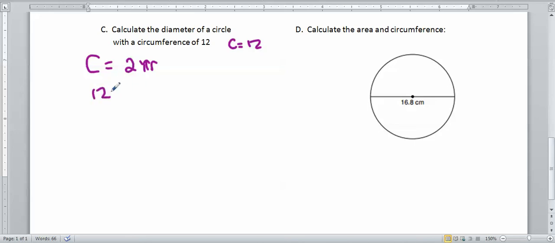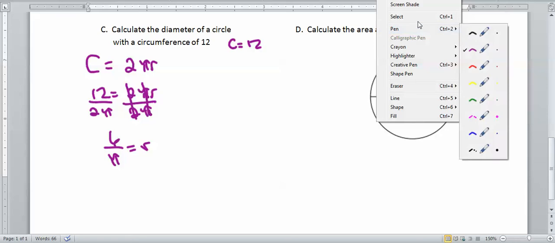Okay, so I get 12 is equal to 2 pi r. To get r by itself, I need to divide both sides by 2, but also I have to get rid of the pi, so 2 pi. That drops out both of them. Now the problem here is that 12 divided by 2 is 6, but I can't divide 12 by pi, so I'm going to leave that on the bottom. Okay, so 6 over pi is my radius.